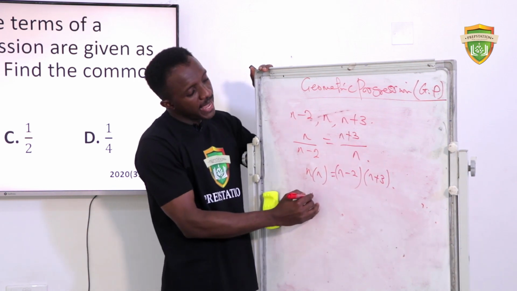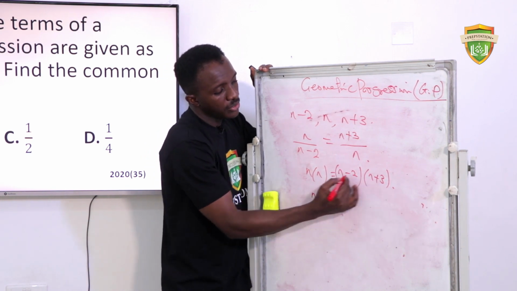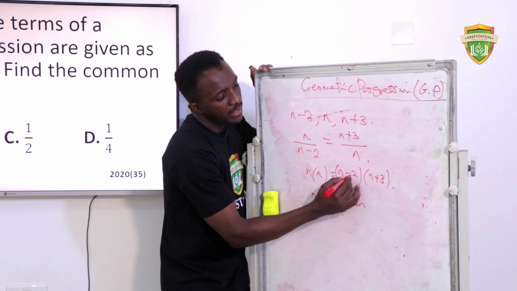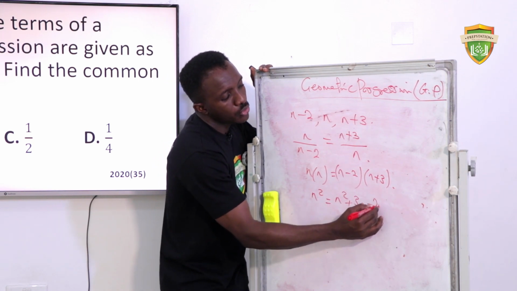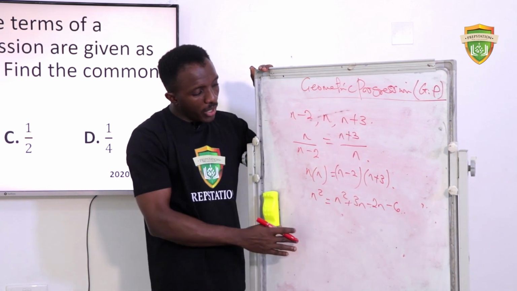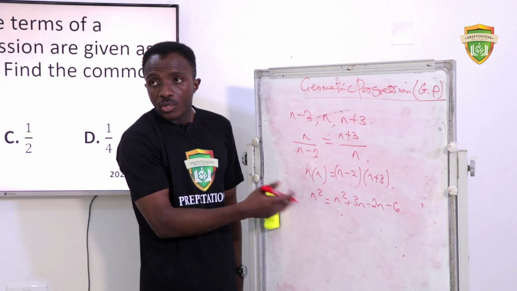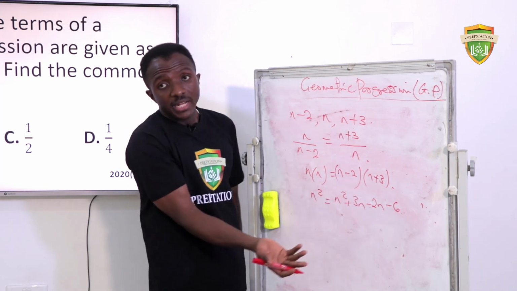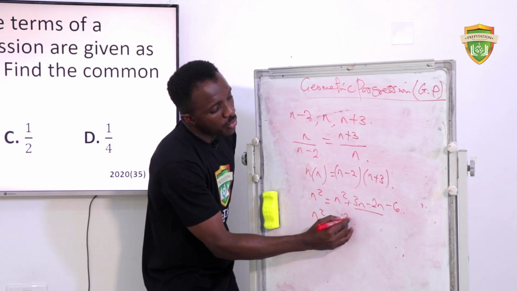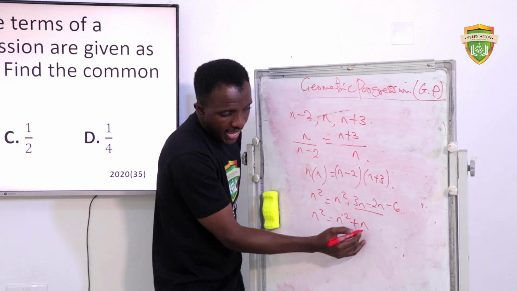So let's go. N times n is n squared equals to, remember what I said, take your time. Take turns. N times n is n squared. N times 3 is 3n. Minus 2 times n is minus 2n. Minus 2 times 3 is minus 6. We're okay with this. So now we can collect all the terms, or rather collect like terms if you like to say that. Now before then, we can simplify this. We have n squared. 3n minus 2n is simply 1n, which is n minus 6.